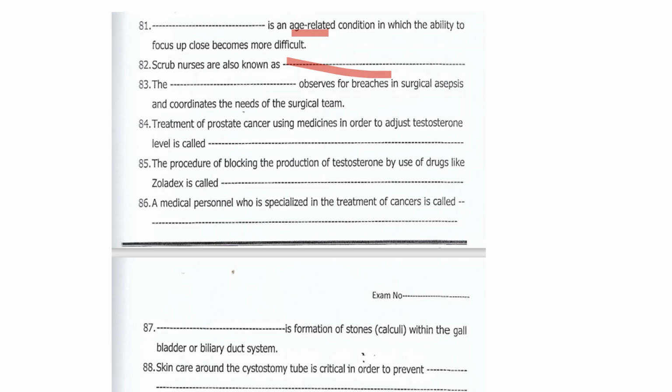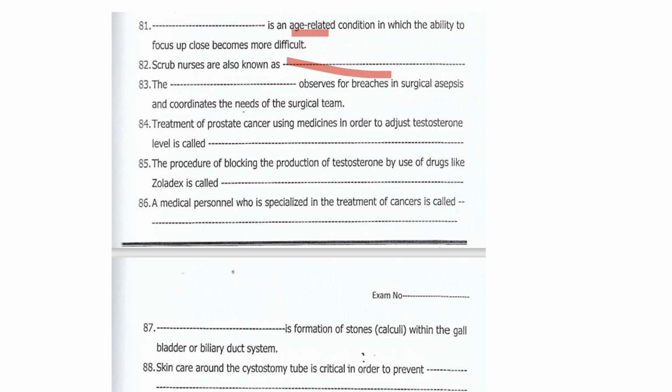83 says the dash observes for breaches in surgical asepsis and coordinates the needs of the surgical team. That is the circulating nurse or a runner.